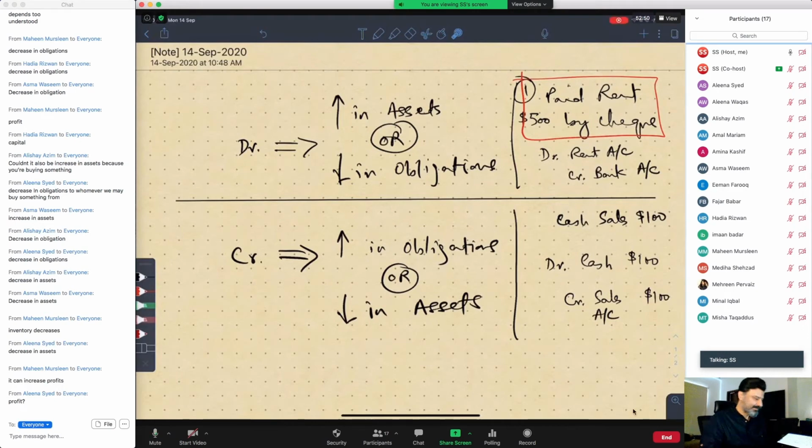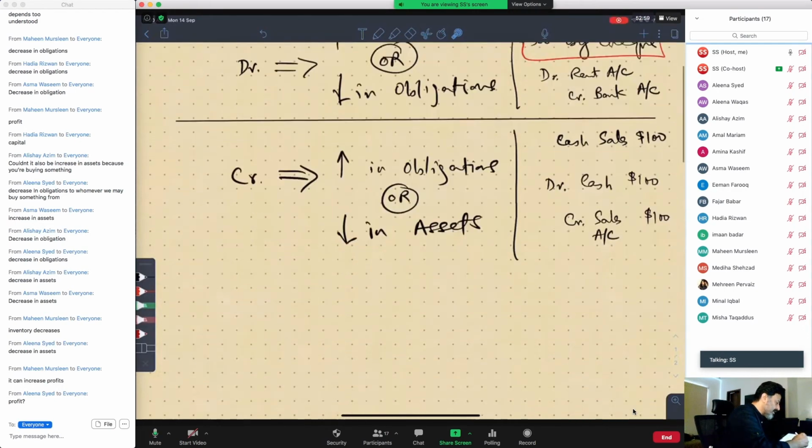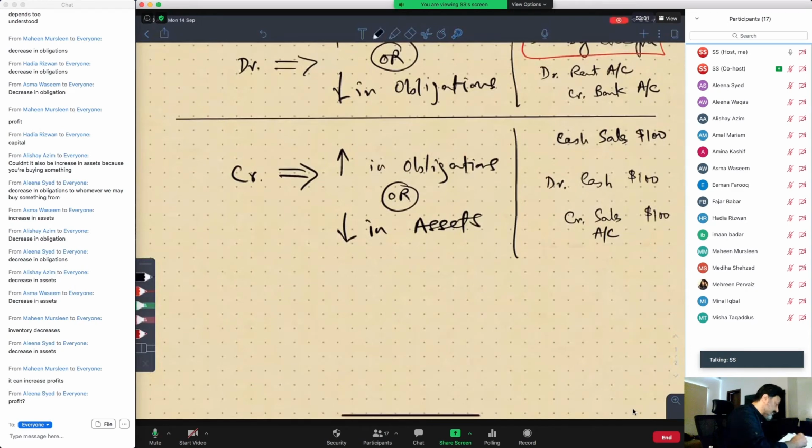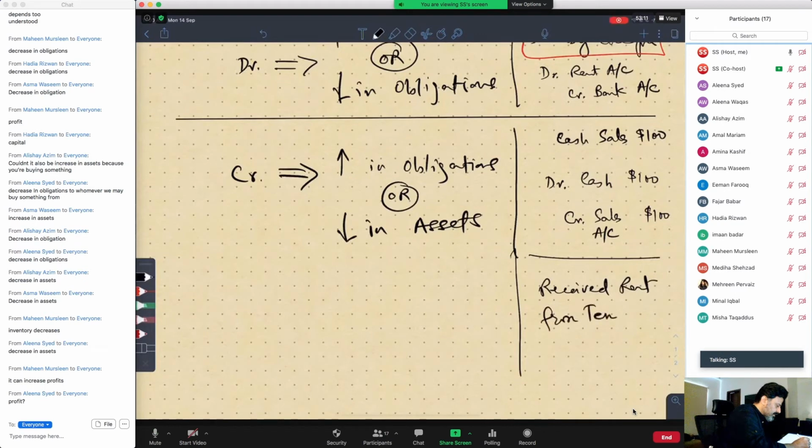Anyway. Let me give one more example. Okay, you already knew this, right? So let's take another example. We received rent from our tenant, some person we rent our premises to, $100 in cash, right? Or let's do it by check, the previous one was cash, right? By check.